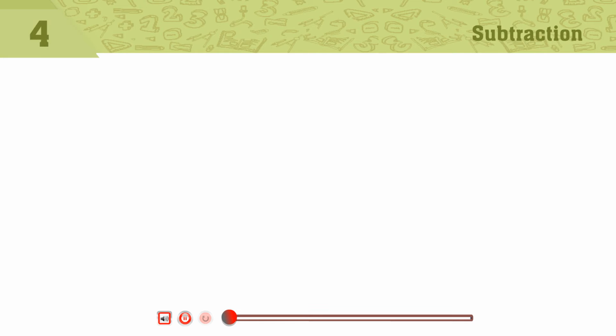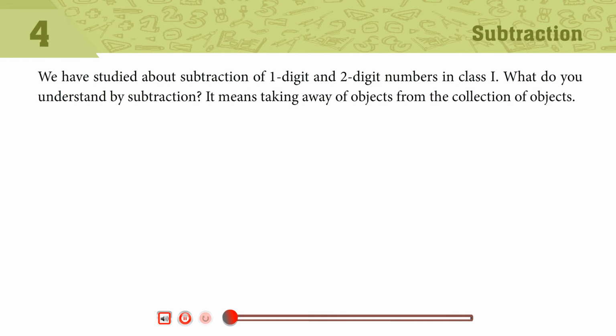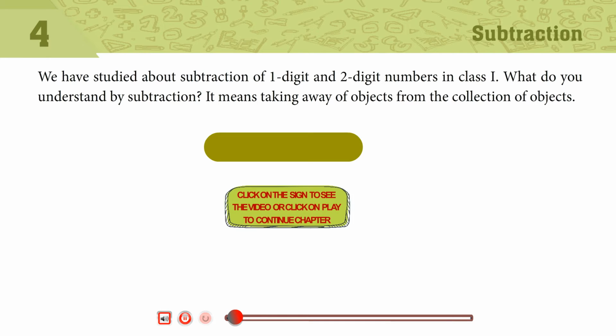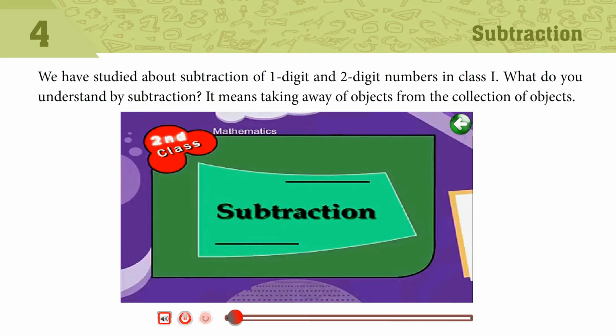Chapter 4 Subtraction. We have studied about subtraction of 1-digit and 2-digit numbers in Class 1. What do you understand by subtraction? It means taking away of objects from the collection of objects. Subtraction.